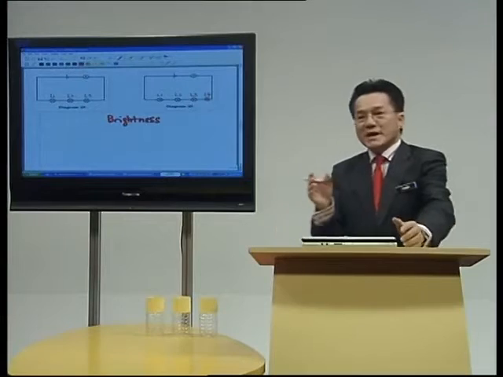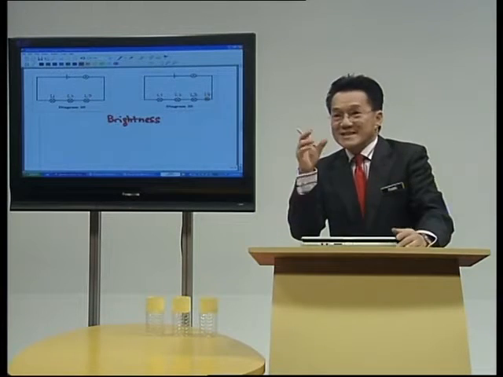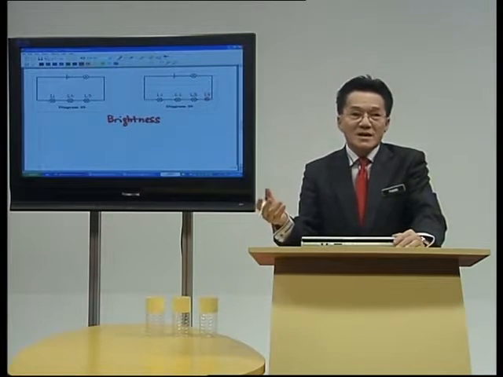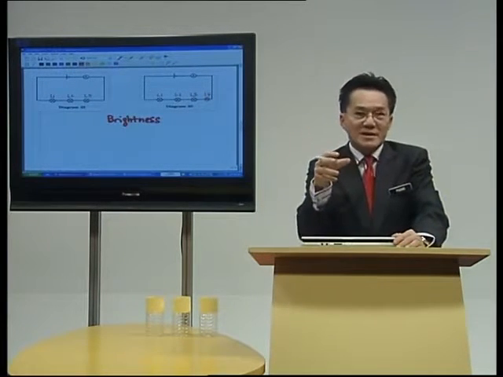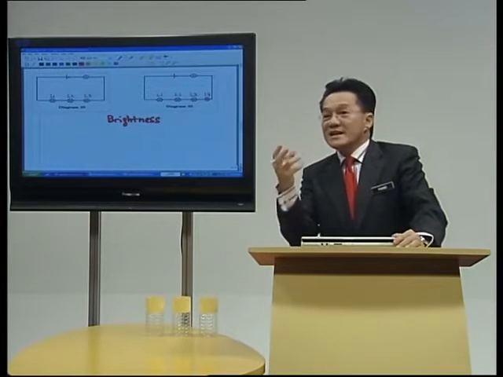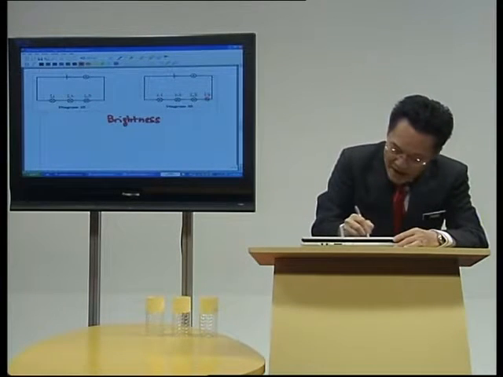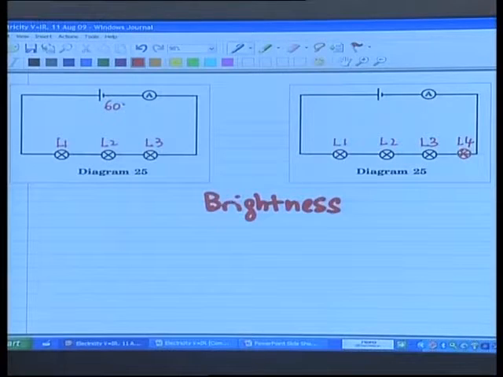Now, generally speaking, boys and girls, if you are given a circuit where there are no values, you pick values and put them in. Any values, anything that is simple to use. So, I choose 60 volts, 60 volts. Now, I would like to explain this way.